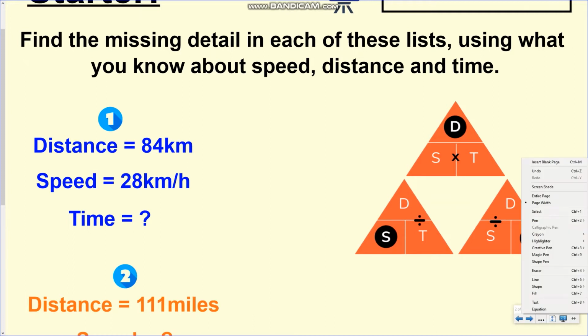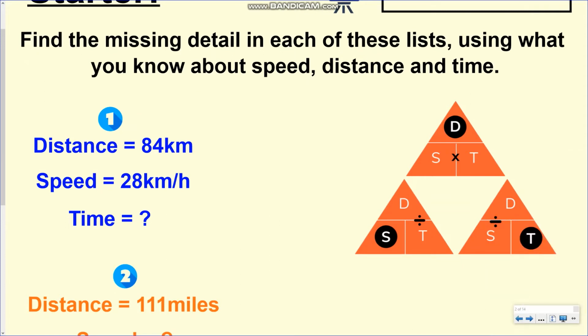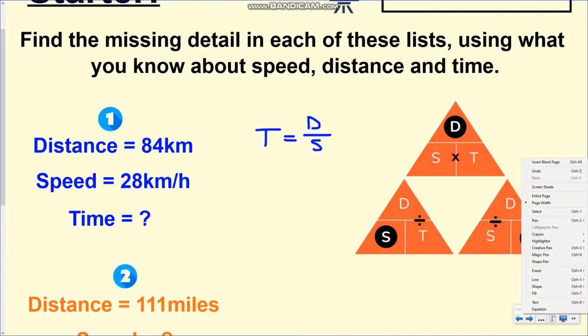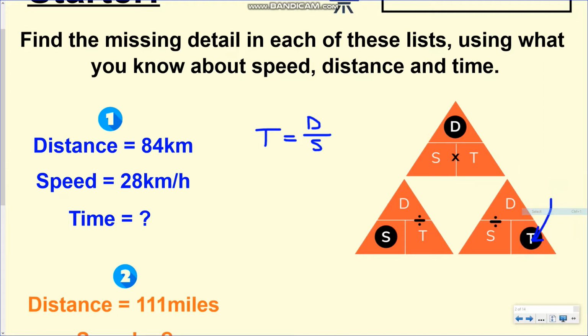So you can see that in this distance, speed, time triangle, the formula for time is distance divided by speed. So I'm going to write that down. Time equals distance divided by speed. Now remember, with a fraction like that, the line means divide. So don't get confused. Even though I'm not using the division sign with the 2 dots and the line, it does still mean divide.